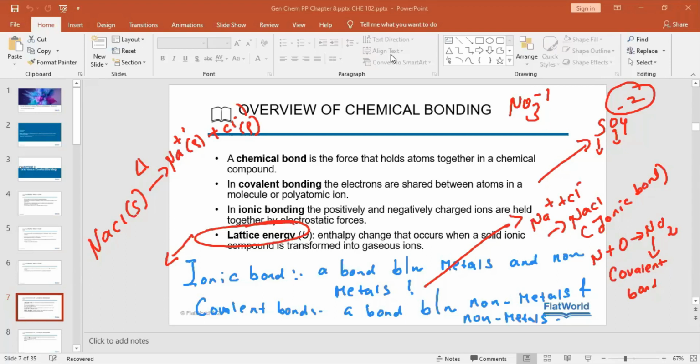By the way, if you put energy in to break something up, it's called endothermic energy. How much energy you put in to break up the compound, with 100% completion, means a solid substance has to be changed into a gas. So that is also a measurement for the strength of the electrostatic force. That's what lattice energy is about. It's an enthalpy change that occurs when a solid ionic compound is transformed into gaseous ions.